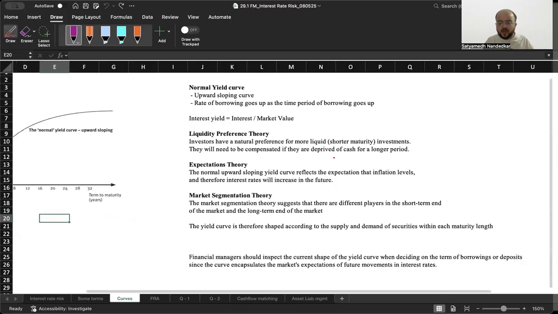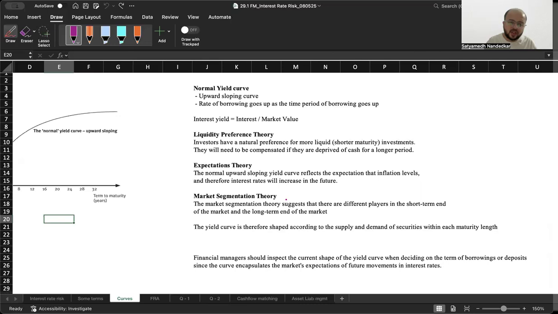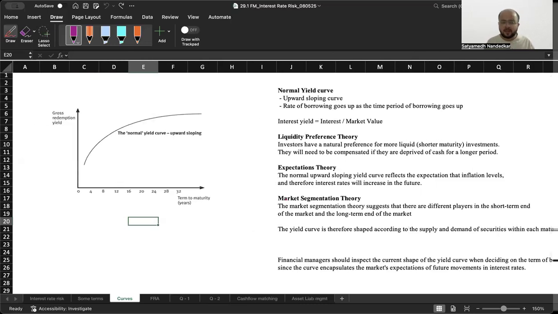Financial managers should inspect the shape of the yield curve when deciding on the terms of borrowing or deposit, since the curve encapsulates the market's expectation of future movement in interest rates. Graphically, if this particular plotting is done on the graph in a scientific manner after considering the multiple factors which have an impact on interest rates, you will observe that as the term to maturity increases, so does the gross redemption yield.